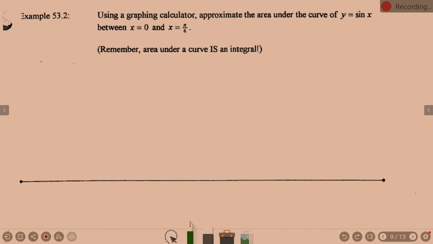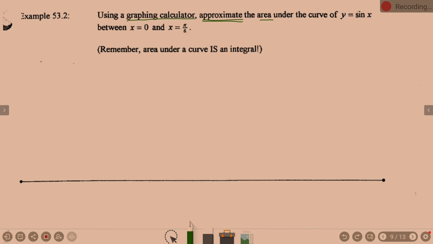Using a graphing calculator, approximate the area under the curve of y equals sine x between x equals 0 and x equals pi over 6. Is that bad? You have to throw things back there? So first of all, it's telling us using a graphing calculator. It does say to approximate. If they want an exact answer on this one, we couldn't do an exact answer because we're going to get a decimal. So, and it's area, right?